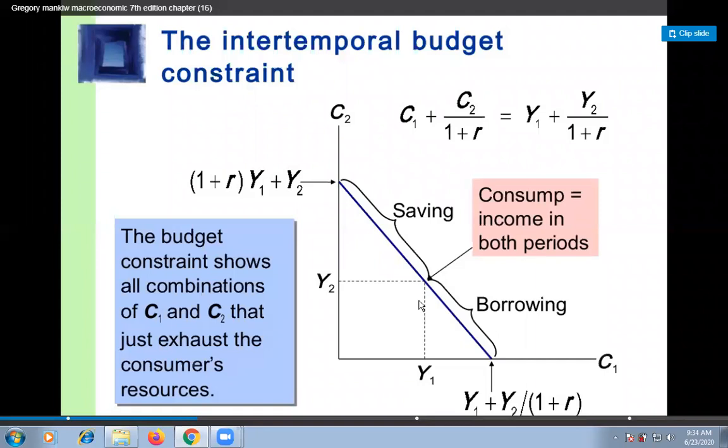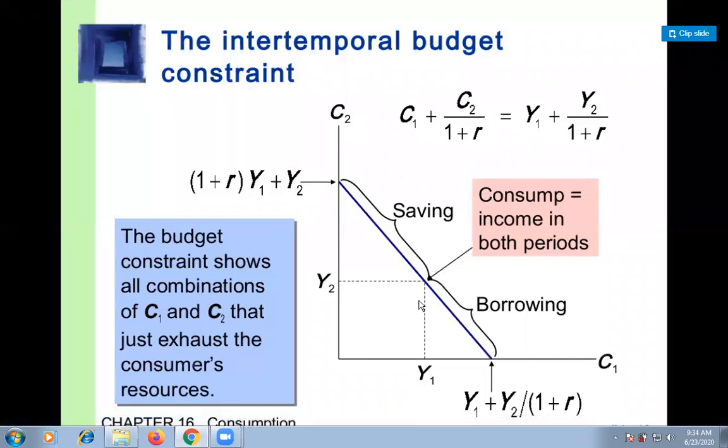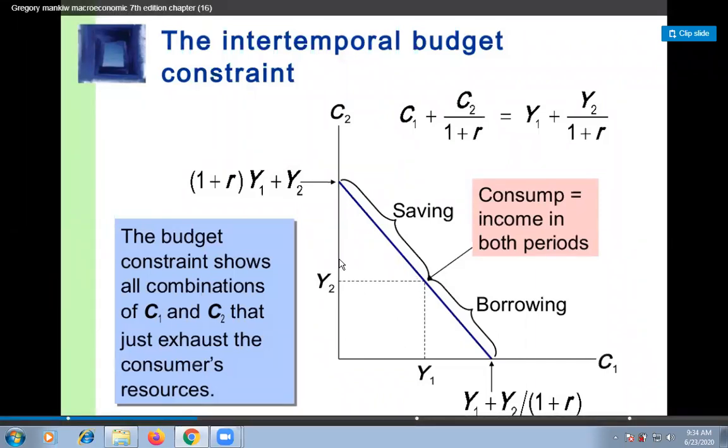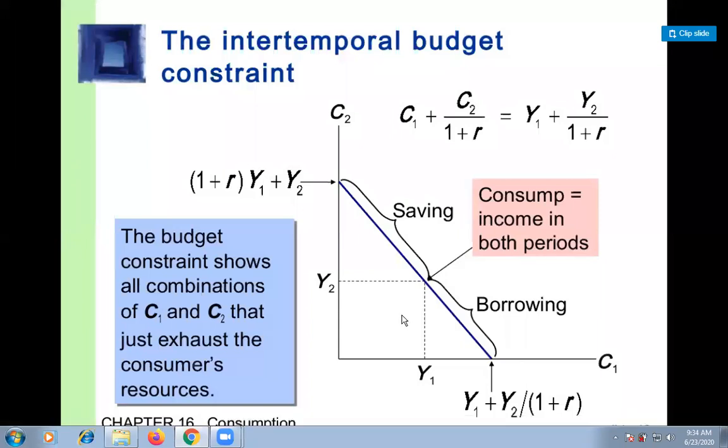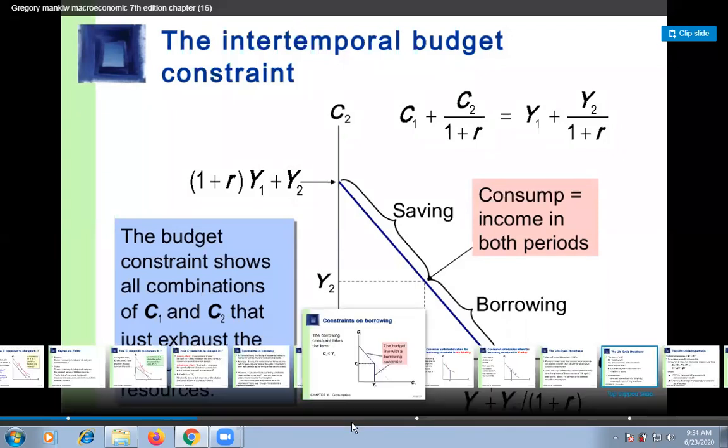Hopefully 100% you have picked all concepts of Irving Fisher consumption model and intertemporal budget constraint.